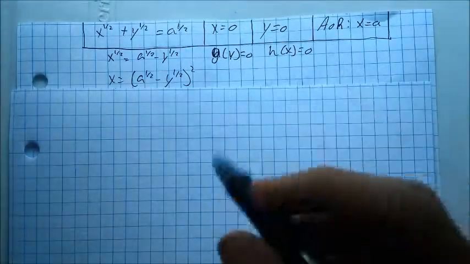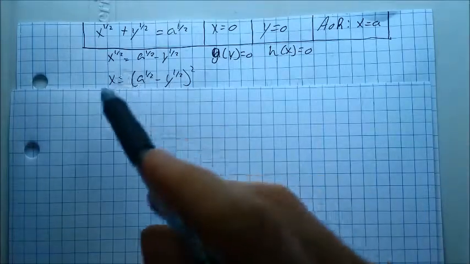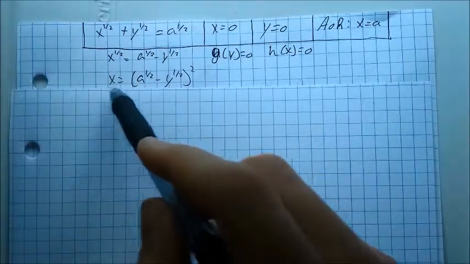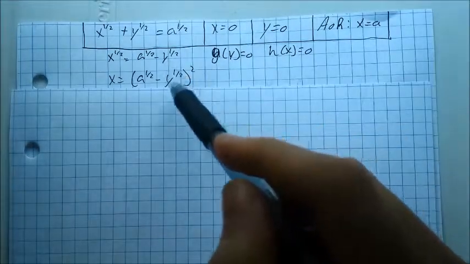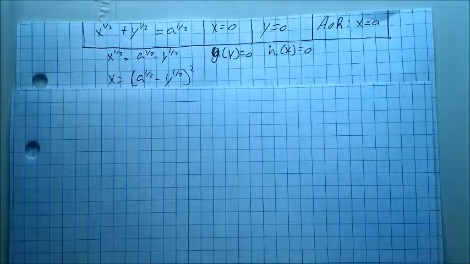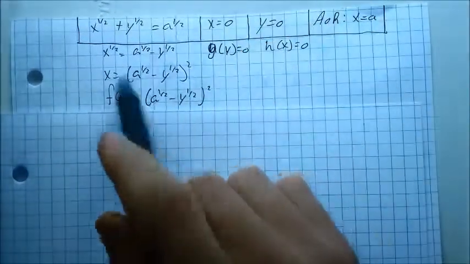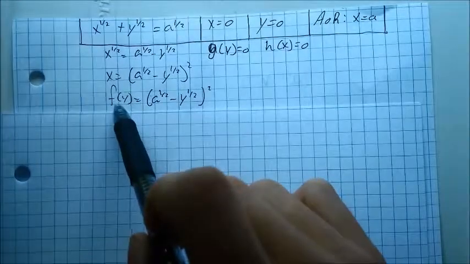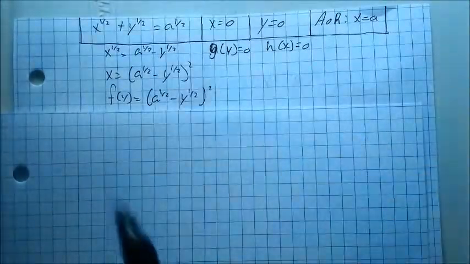And if you watch the other video and you recall, this is exactly parallel to that. In the other video, we had y equals (a to the 1/2 minus x to the 1/2) squared. This time, the variables are just switched, and this makes perfect sense if you consider the original function we're given. So because it's equal to x, we can write this as f of y equals (a to the 1/2 minus y to the 1/2), all that squared.